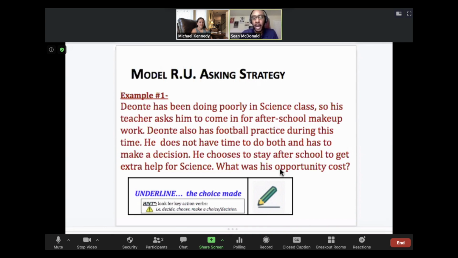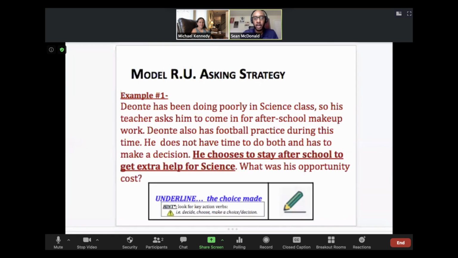So I'm going to start from the bottom and then move my way up. Okay, so I'm going to start scanning. And look, I found the action verb chooses. So he chooses to stay after school to get extra help for science. Can we go ahead and underline that sentence as the choice being made? Yeah. Absolutely. Excellent. So I'm going to go ahead and underline that. All right. Now let's go to the third and final step.